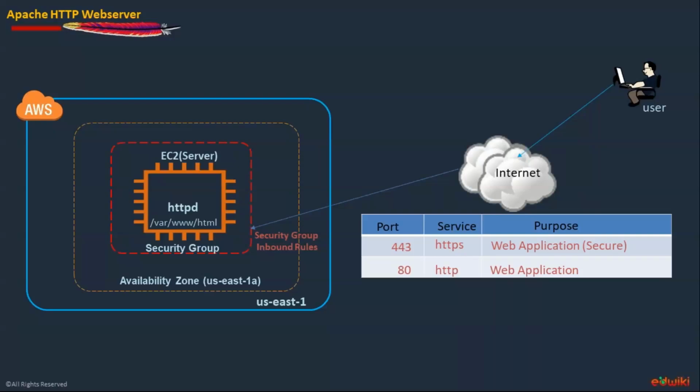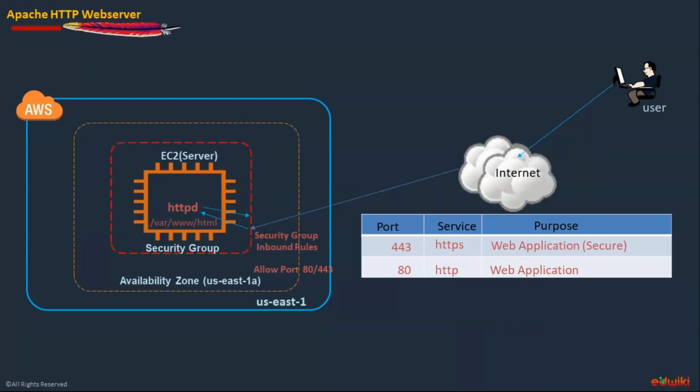Then whenever a request comes to the EC2 server, the HTTPD service will listen on port number 80, will go to the /var/www/html location. There, whatever content is there, it will pick up that content, and the HTTPD gives the response back to the user.